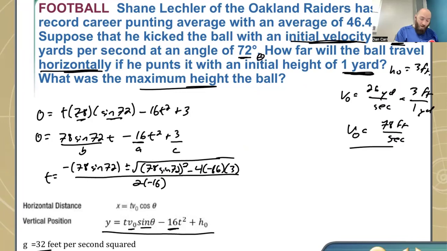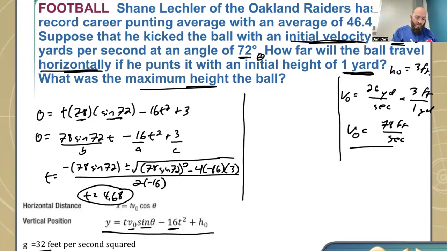So when I do that, I'm going to calculate a time of 4.68. You'll get 2 times, but just use the positive one because the negative one's not going to help us. Okay, so the 4.68 is the amount of time it takes for the ball to travel up and then back down. So now that's going to go into my horizontal distance formula.